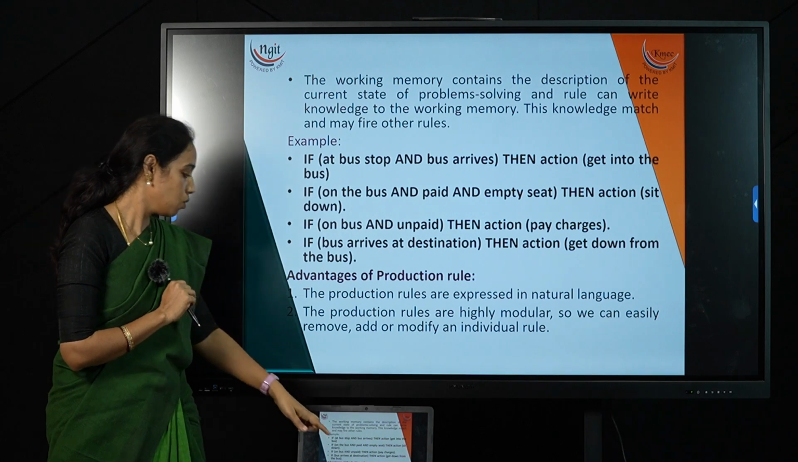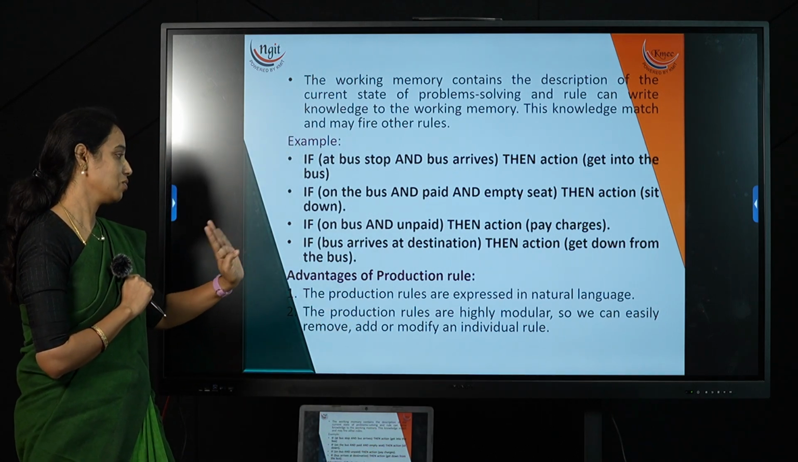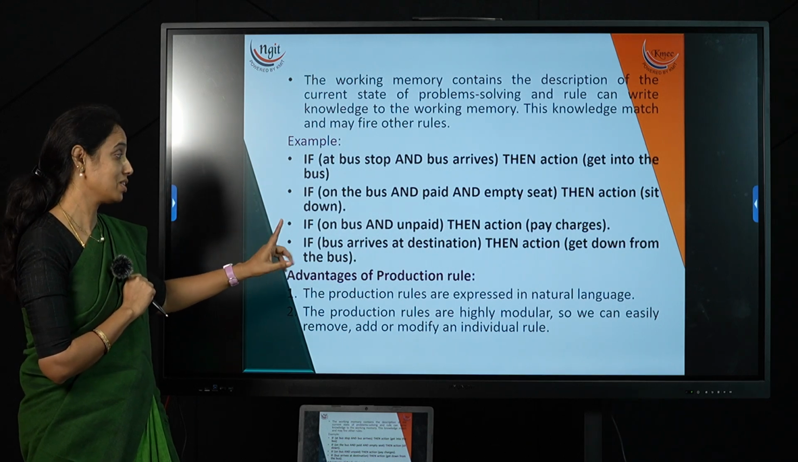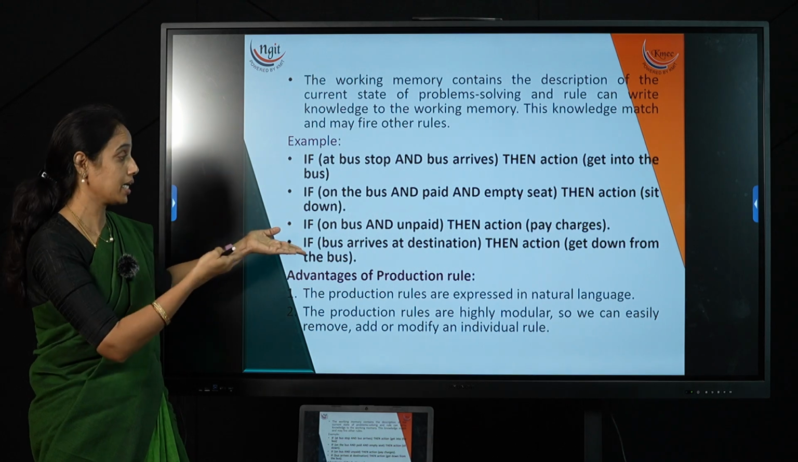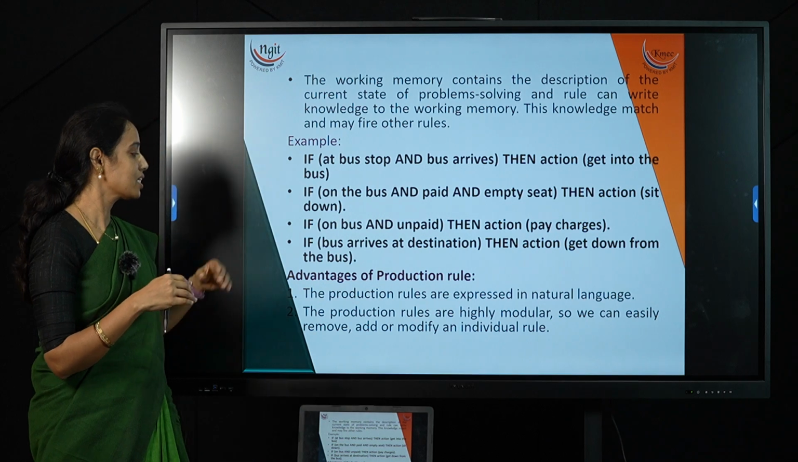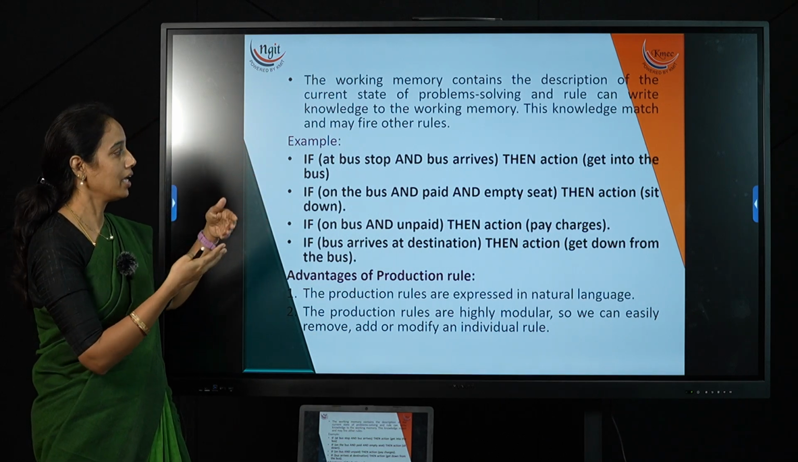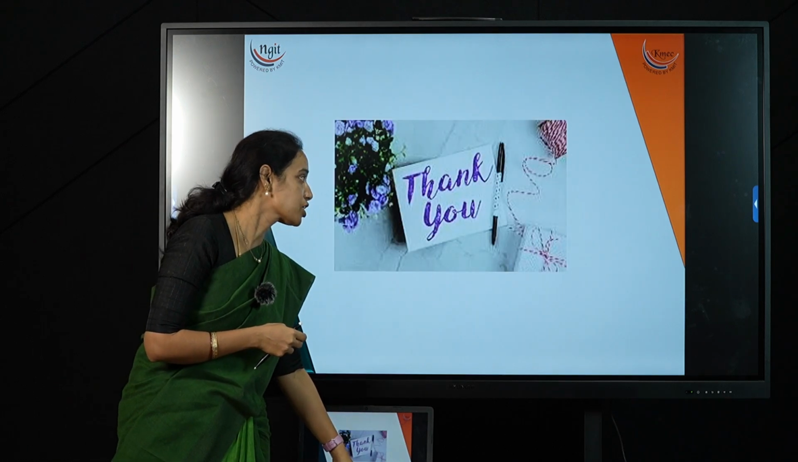So these are the advantages. The main advantage is that we can express rules in natural language, which an agent can easily understand. Okay, and it is very modular, so we can easily remove, add or modify any individual rule accordingly. This is the advantage of production rules.